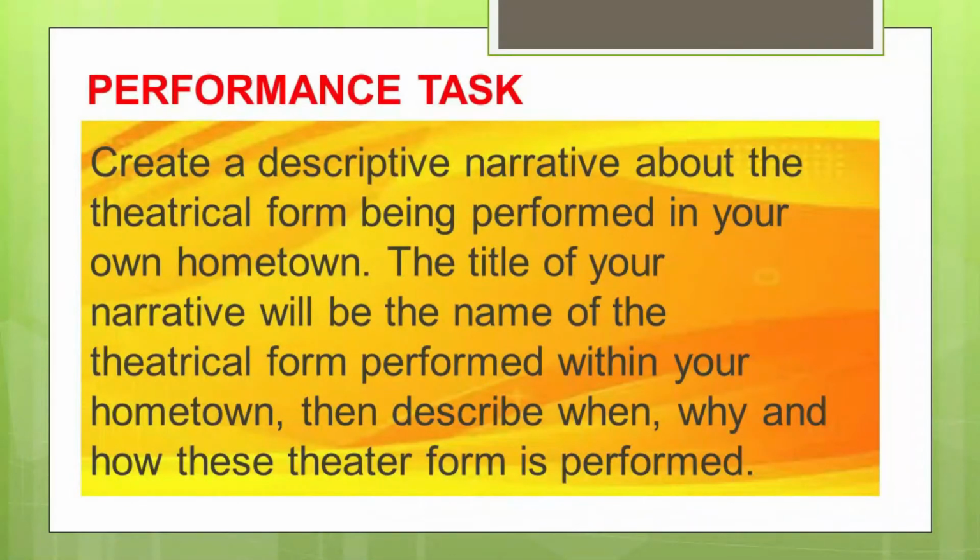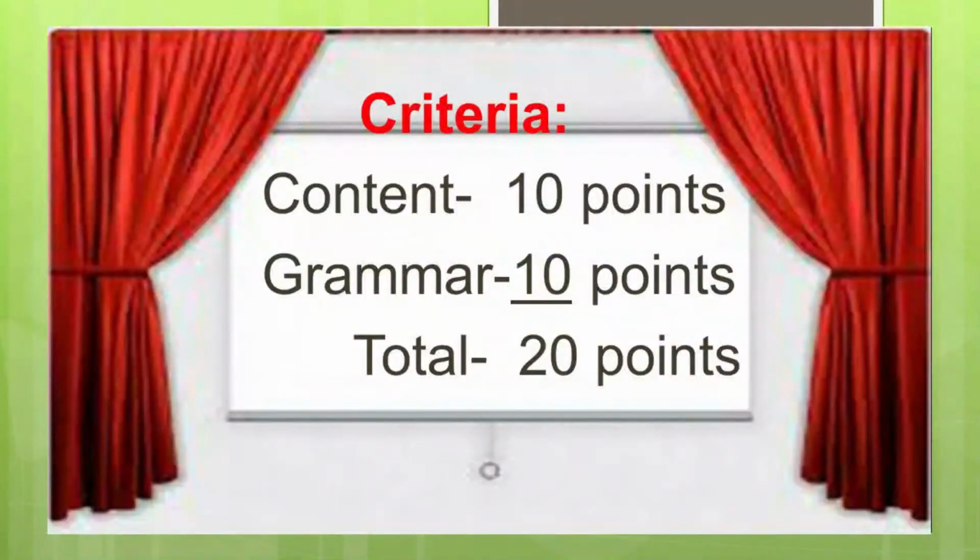For your next task, performance task. Create a descriptive narrative about the theatrical form being performed in your own hometown. The title of your narrative will be the name of the theatrical form performed within your hometown. Then describe when, why, and how this theater form is performed. Criteria: content, 10 points. Grammar, 10 points. Total of 20 points. Submit your work to your MAPEH teacher.